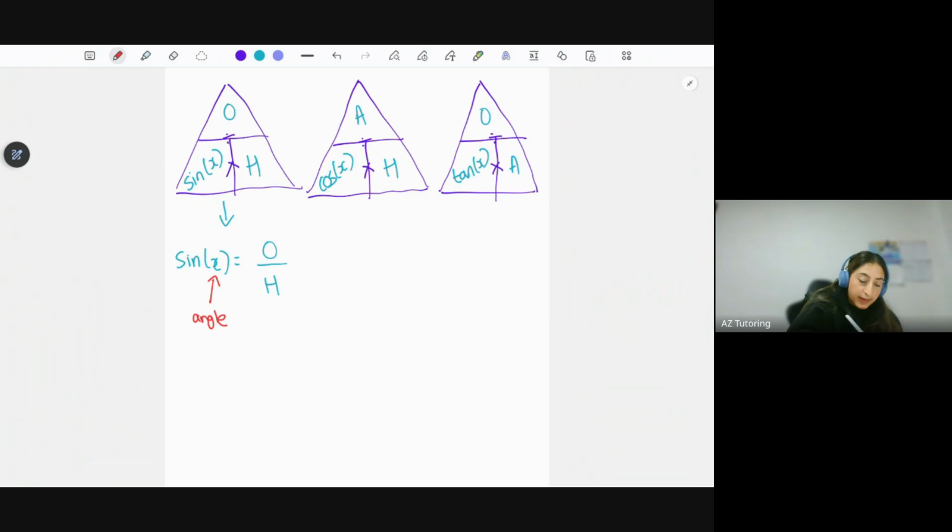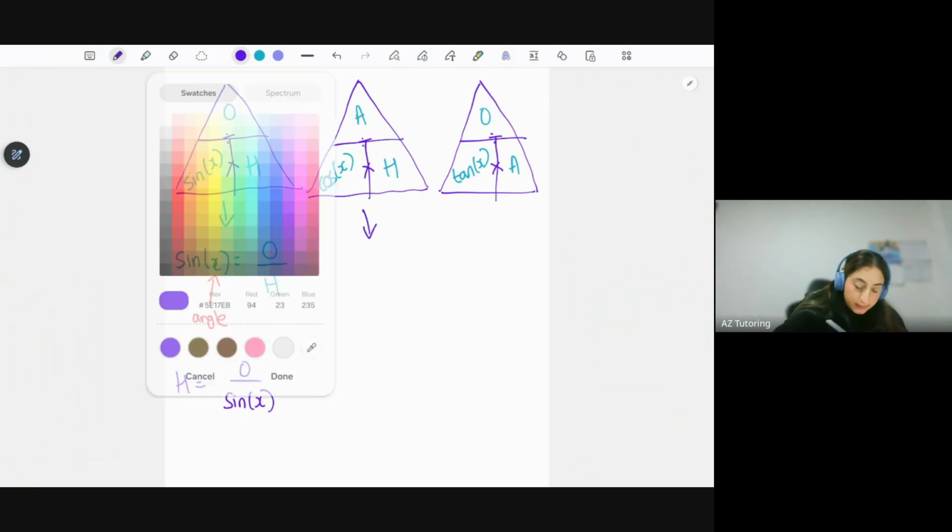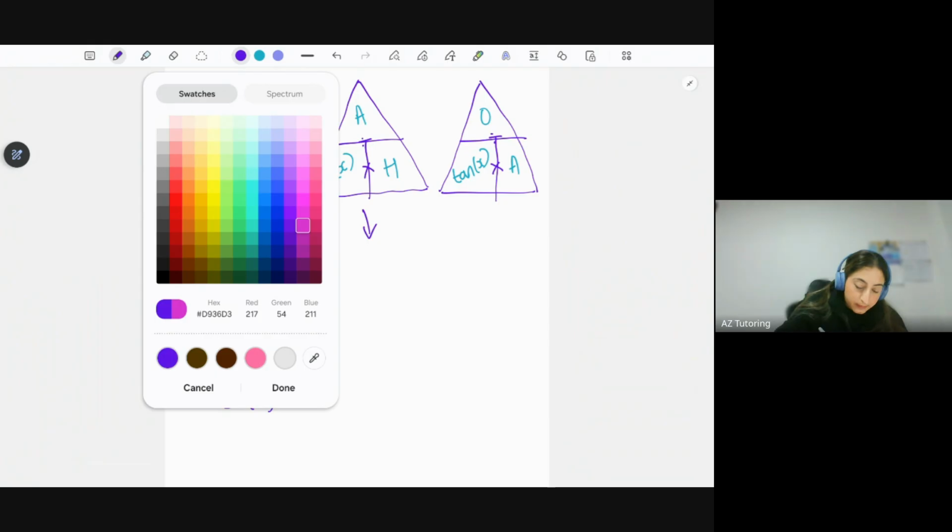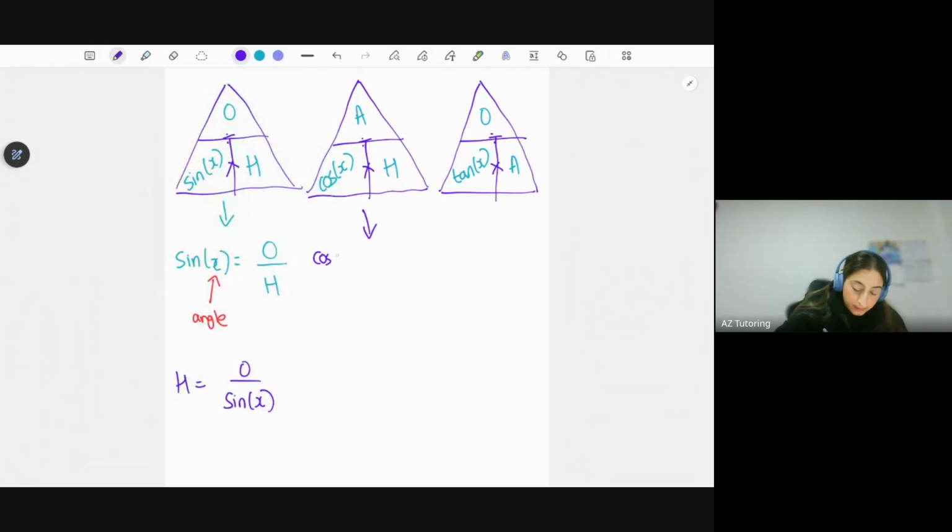What if they tell you to find the hypotenuse? We know the hypotenuse is going to be opposite divided by sine of x. That's why I prefer using the triangle to rearrange the questions. And remember, the x is always the angle. Second one, cos of x equals adjacent divided by hypotenuse, and there's your angle.